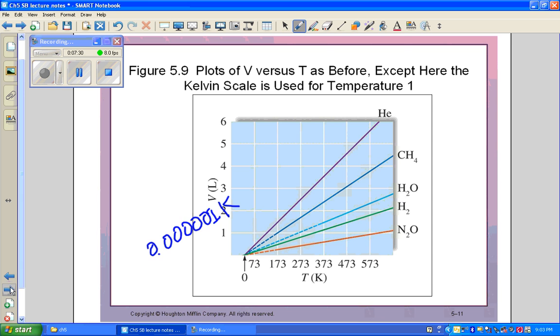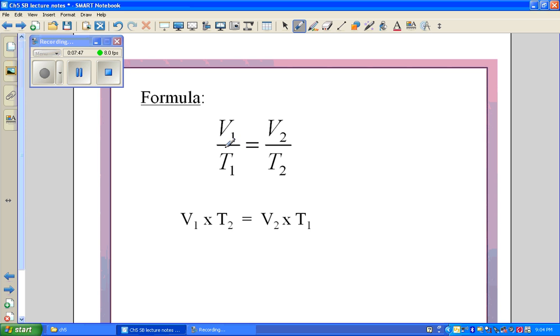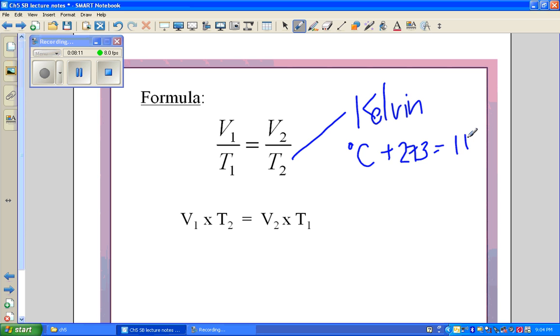Okay, so if we go on with Charles' law, we can see here that volume and temperature have a direct relationship. As volume increases, temperature is also going to increase, and that ratio becomes a constant. In general chem, you probably saw the formula in this manner: V1 over T1 equals V2 over T2. The only thing we have to make sure of is that our temperature must be in kelvins. You remember you take degrees Celsius and add 273 to that value, and you get kelvins. The only way that Charles' law is true is by putting the temperature always back into kelvins.